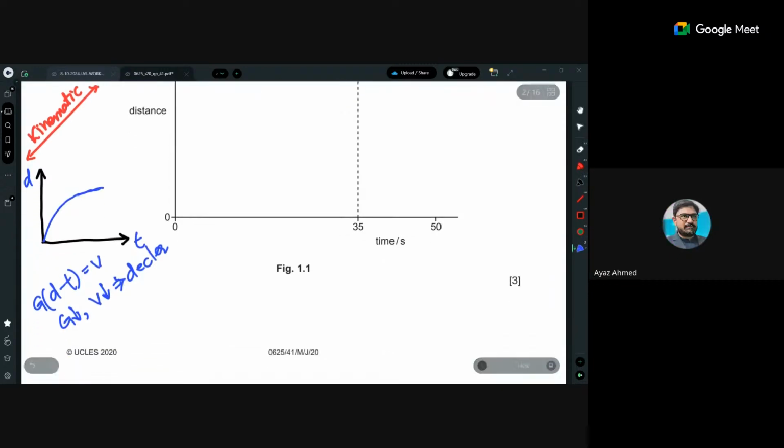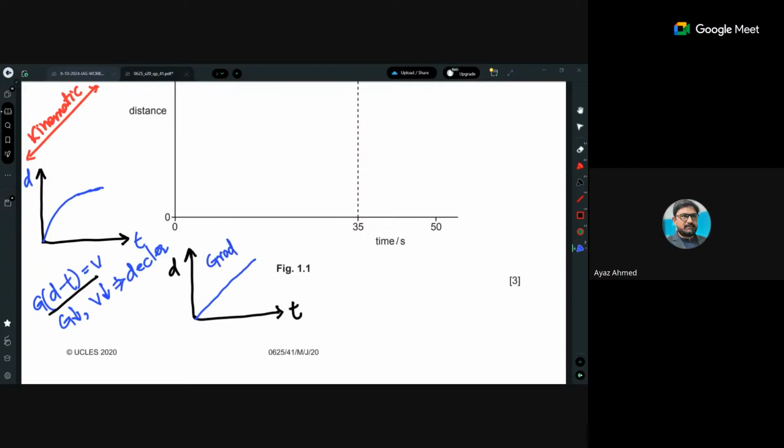Okay. Then the next part is constant velocity. As I told you, the gradient of a displacement-time graph is velocity. So if you have to draw it again, your gradient should be constant, and a constant gradient is this one. Its gradient is constant. Right? Do you believe this thing?